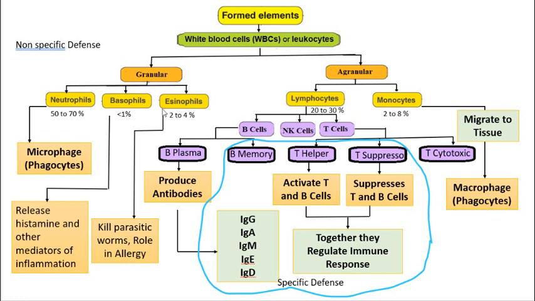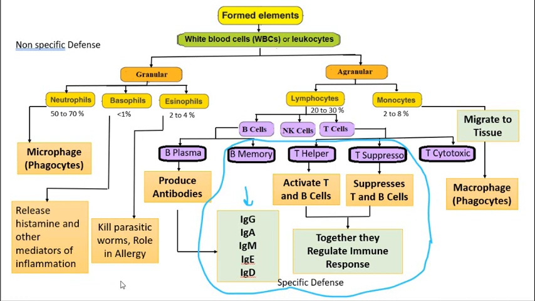So neutrophils, basophils, eosinophils, natural killer cells, macrophages, those are all our non-specific defense. And this one, T and B cells are our specific defense. More specifically, it's the antibodies that are very specific. So let's look at what is specific and what is non-specific defense.